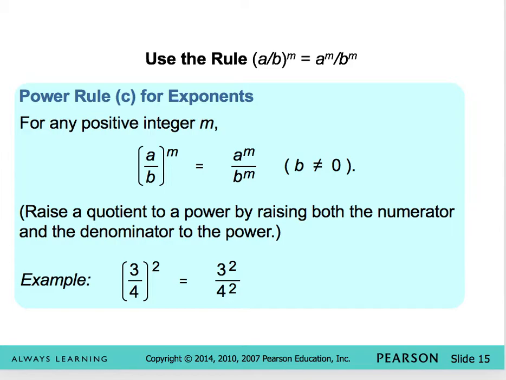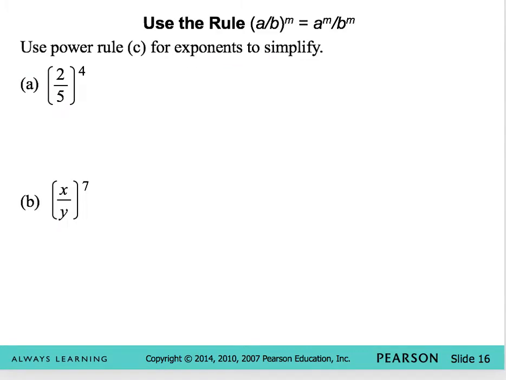Okay, here's where we're going to see the divide, right? As long as it's multiply or divide, then everything inside the parentheses gets that exponent applied to it. So here, for example, we would have 2 to the 4th over 5 to the 4th. And this one would be x to the 7th over y to the 7th.